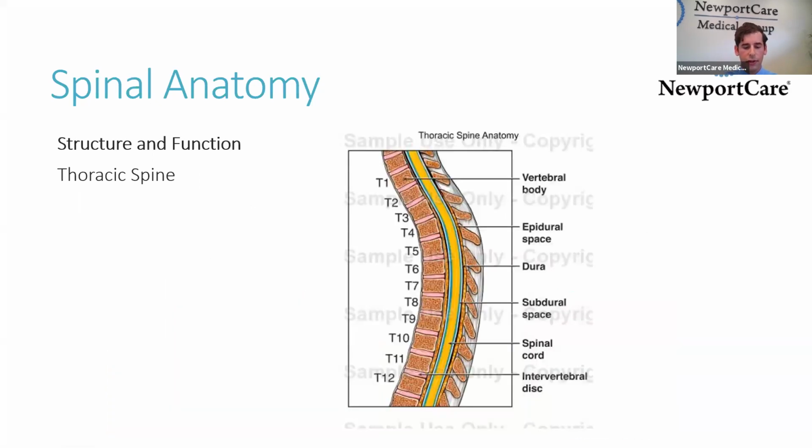This is a picture of the thoracic spine. Note the normal curvature of the spine in this area is called kyphosis, so it's a bending forward. We can also, again, see the close relationship with the spinal cord running right down in the middle.